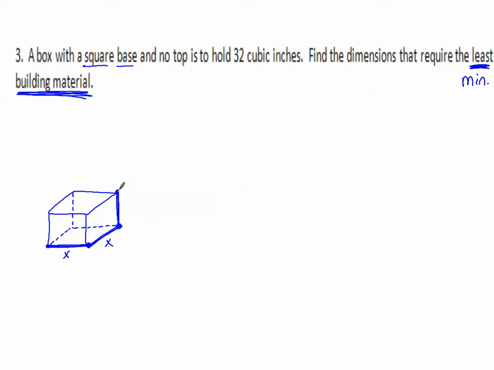So I'm going to have to give the height another variable. So we'll call the height y. So the length and width are x and the height is y. It says it's holding 32 cubic inches. Cubic units is a measurement of volume. So I know the volume of this box is 32, and how do I find the volume of a rectangular prism? Length times width times height.